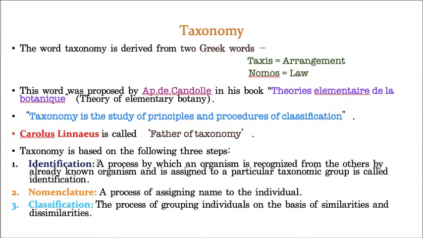Identification is a process by which an organism is recognized from other, already known organisms. Now you found a new organism. This new organism is compared to already known organisms. By comparing these two organisms, whichever organism it resembles more, in that particular group you will place it.